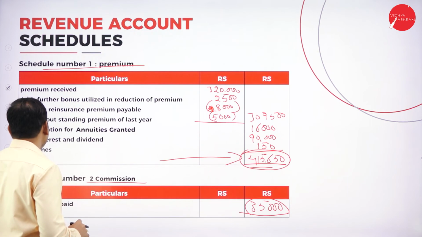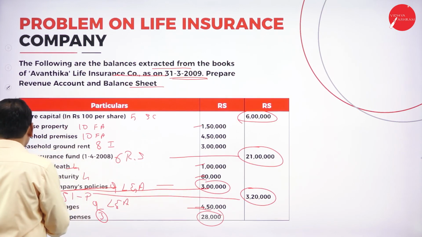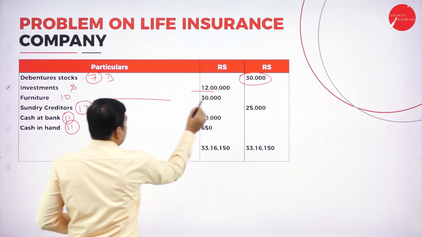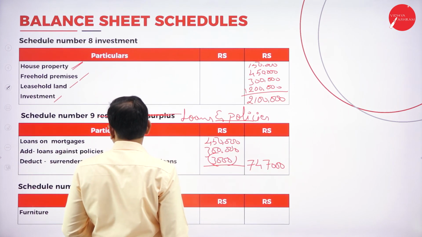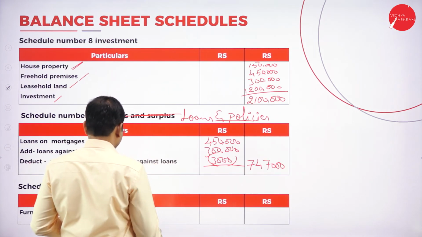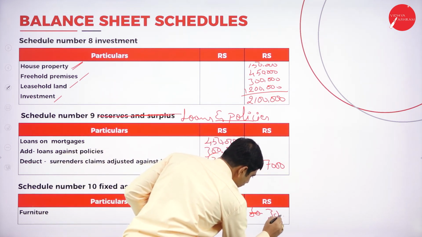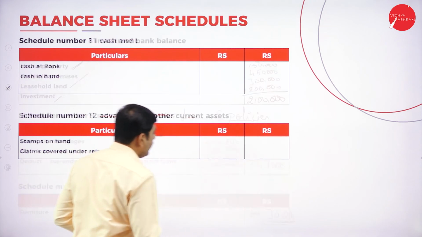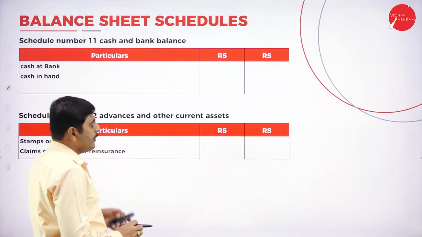Next one, schedule number 10, fixed assets. So in fixed assets, we have furniture here. Let's look at the furniture. What is the amount of furniture? The furniture is 30,000. So directly we can write 30,000 here. Total 30,000.